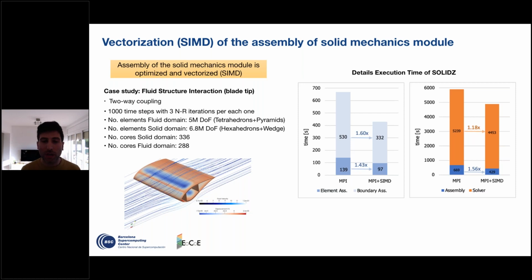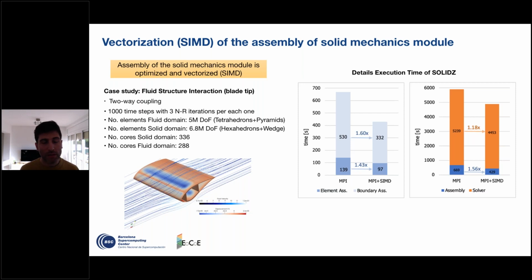Then if we take a look into the other graph, here we also included the solver time. As you can see, we again have an improvement in the assembly, but what dominates the cost of the simulation is the solver, where almost 90% of the time is dedicated to solving the system of equations.